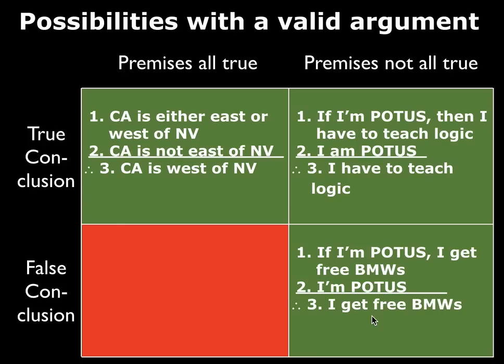Here's an example where the premises aren't all true and the conclusion is false, right? In fact, we just talked about this argument. This is where everything is false. Premises are false, conclusion is false. If I'm president of the US, I get free BMWs. I am president of the United States, therefore I get free BMWs. It's valid, but everything's false. The one combination you can't have, if an argument's valid, is right here. You can't have all premises true but a conclusion false.